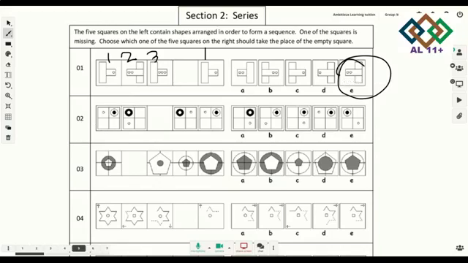So let's move on to the second one. The second one is really easy. If you look at the small circle on its own, it rotates how much? 90 degrees anti-clockwise each time. And the larger circle's position is reflected in the vertical line, and the black and white fills swap places. So obviously the answer for this one will be C. Let's move on to the third one.